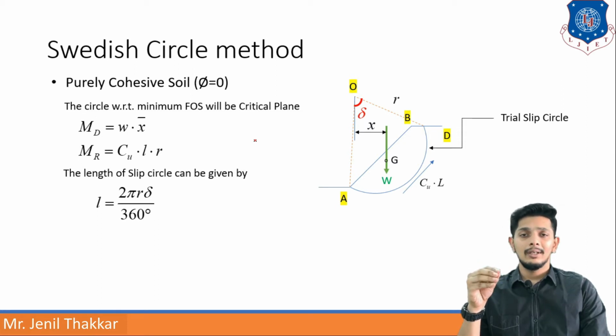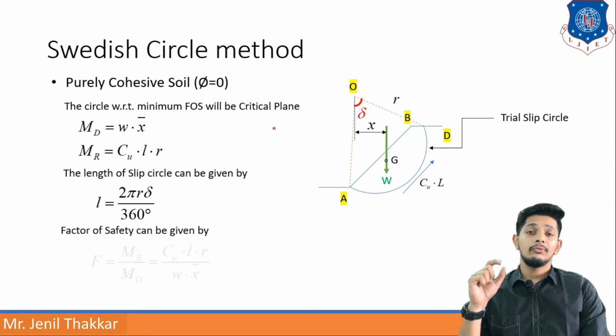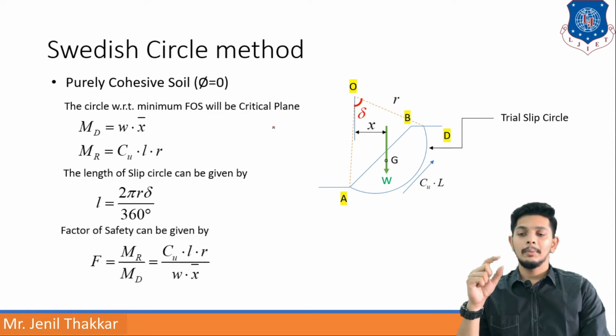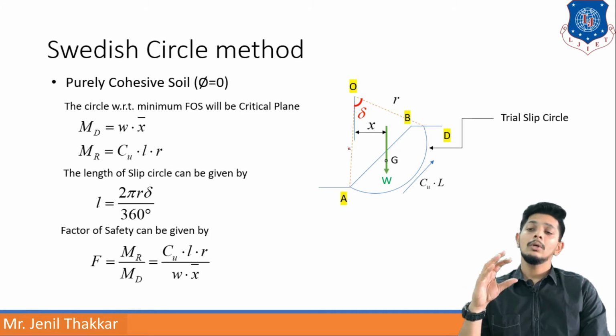It is calculated easily by this formula, 2 pi r delta by 360, where delta is the angle governed by OAD. Now if we are talking about factor of safety again, F will be Mr upon Md, that is resisting moment upon driving moment. Resisting moment has the formula Cu into L into r, upon driving moment, that is W into x bar. So this is how we can calculate factor of safety for purely cohesive soil.